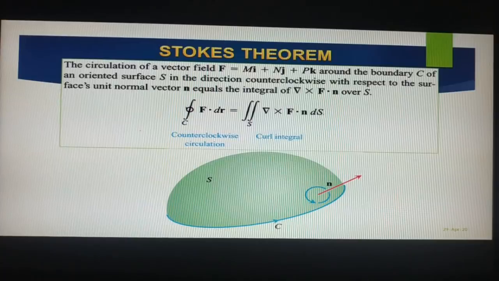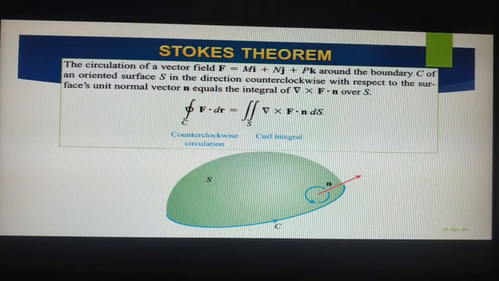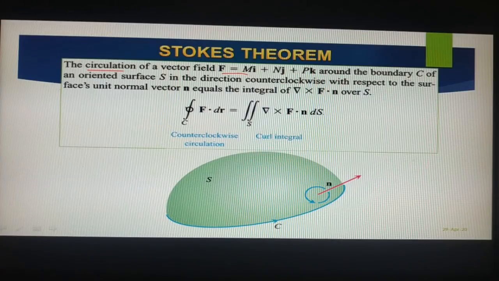Now we'll see the Stokes theorem, the statement of the Stokes theorem. As usual, I just consider the circulation of a vector field F bar, that is Mi plus Nj plus Pk, around the boundary C of an oriented surface S in the direction counterclockwise with respect to the surface unit normal vector n, equals the double integral of del cross F bar dot n over S.